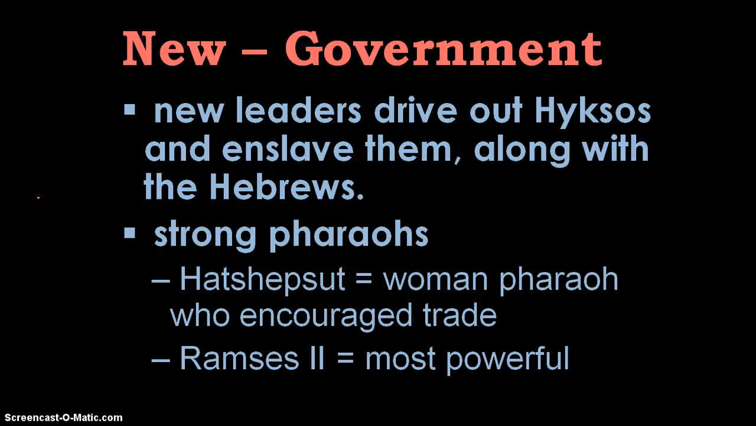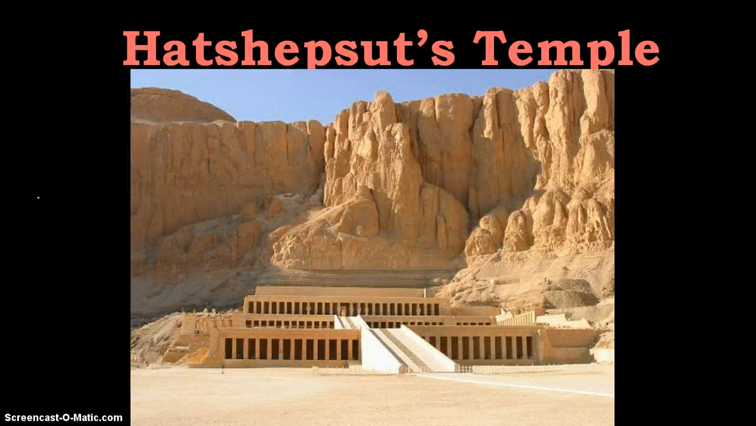Strong pharaohs, we have Hatshepsut, who was a female pharaoh. Remember I told you women had more rights in Egypt than Mesopotamia. So Hatshepsut is really famous for encouraging trade amongst the Egyptians. And we have Ramses II, who was the most powerful pharaoh. This is Hatshepsut's temple. Very likely image that you could see on the SOL.